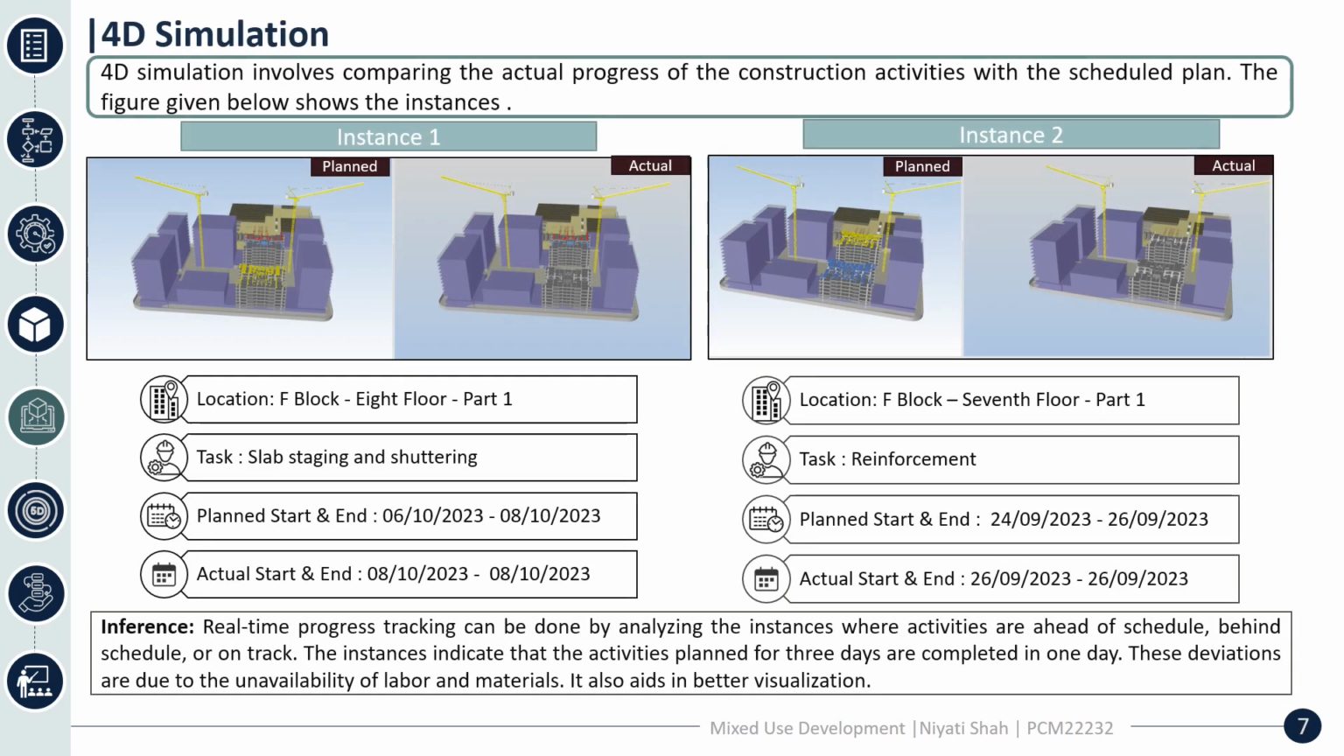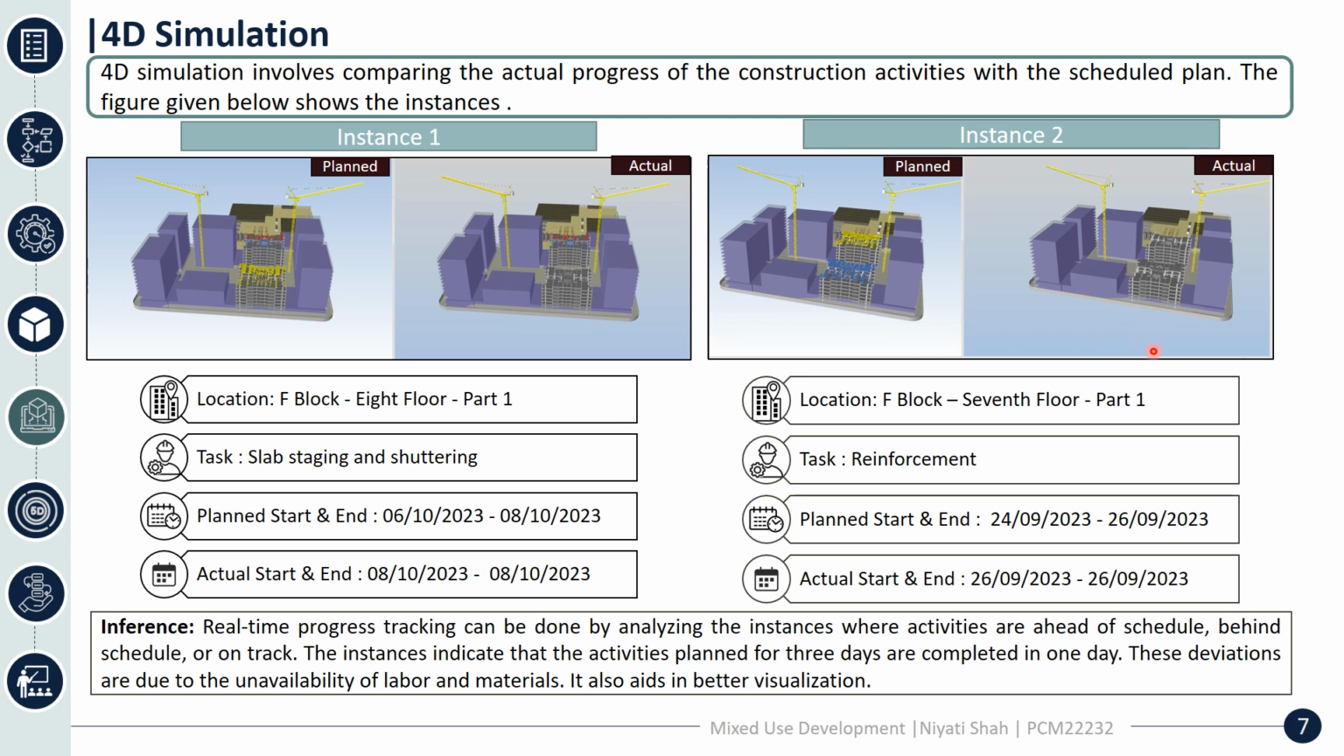4D simulation basically involves comparing the actual progress of the construction activities with the planned schedule. In the figure, there are two instances as shown. Instance 1, as you can see, is F block, 8th floor. The activity is slab staging and shuttering. This is the plan and this is the actual. The planned start is 6:10 and the actual start is 8:10. So we can see the date on which it has been done. That is the deviation which we can observe.